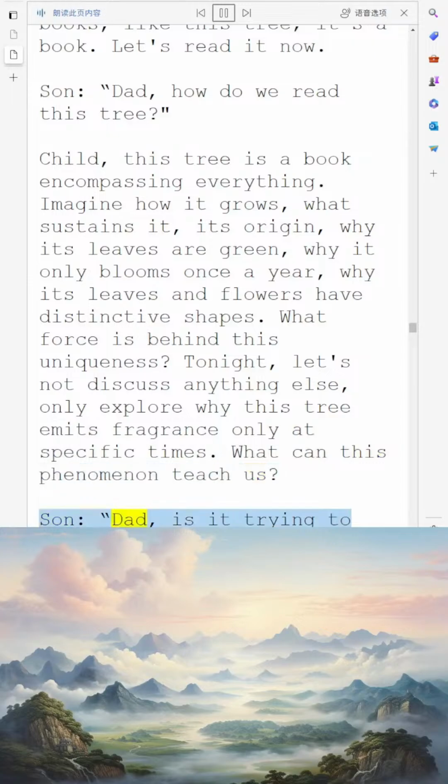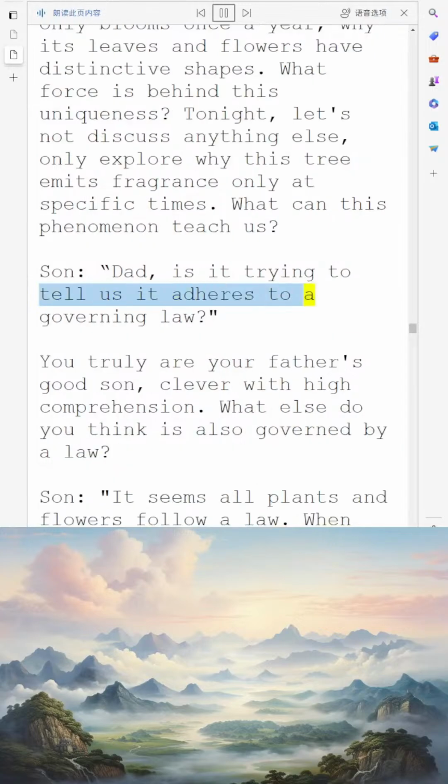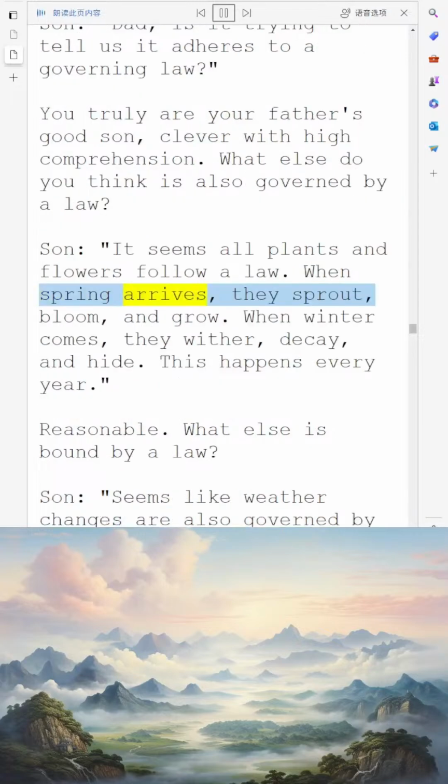Son: Dad, is it trying to tell us it adheres to a governing law? You truly are your father's good son, clever with high comprehension. What else do you think is also governed by a law? Son: It seems all plants and flowers follow a law. When spring arrives, they sprout, bloom, and grow. When winter comes, they wither, decay, and hide. This happens every year. Reasonable. What else is bound by a law?